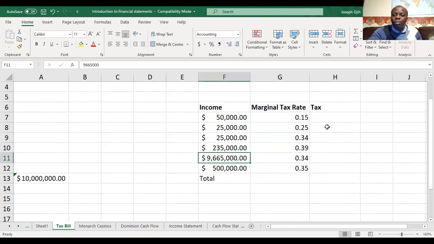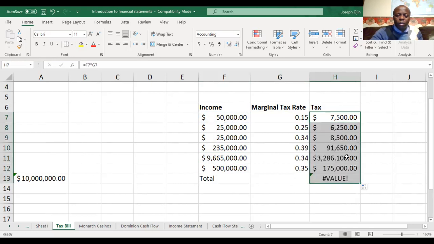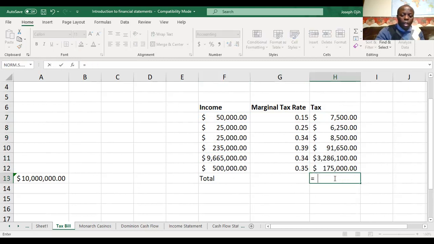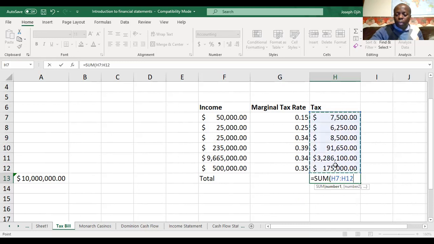So let's calculate the total tax bill. First of all, let's calculate the tax bill for each section. It equals this times this. Of course, in Excel, you already know that the asterisk symbol represents multiplication. Then you copy it all the way down, or you can double click at this box here, so that the total equals the sum. Okay, copy all of them and close it.